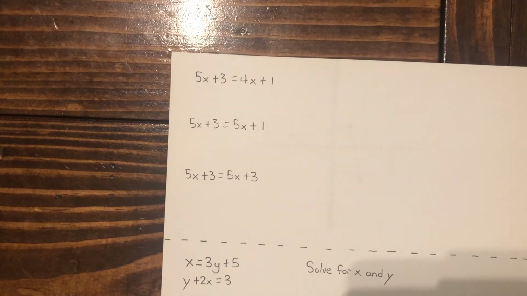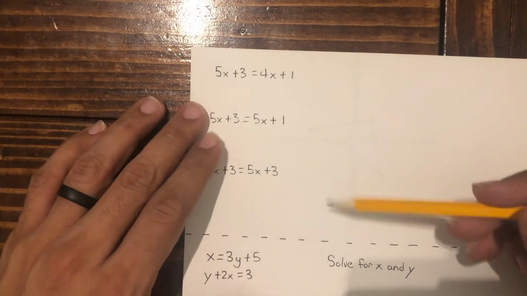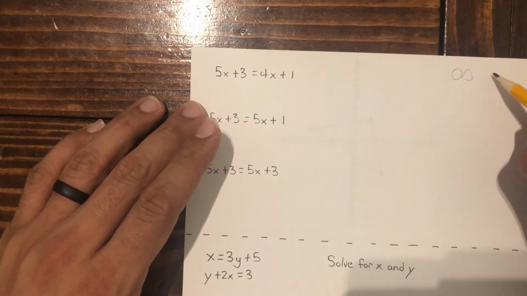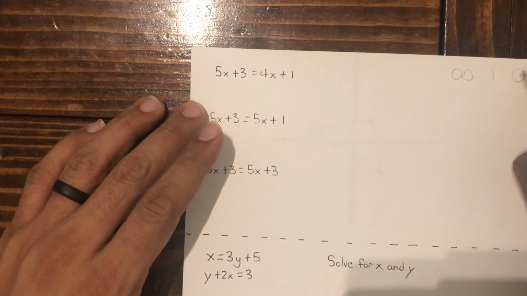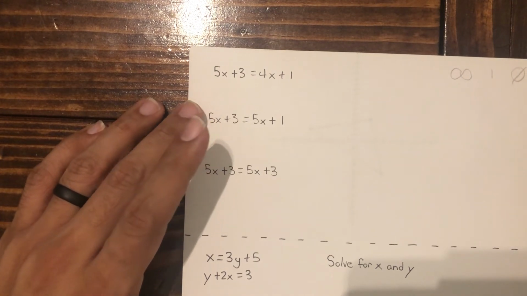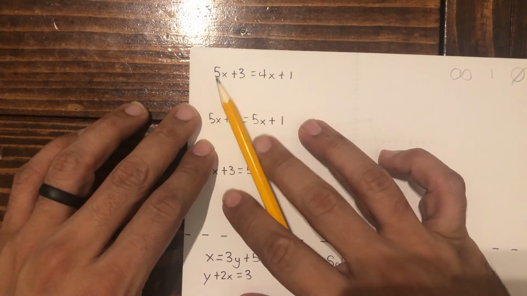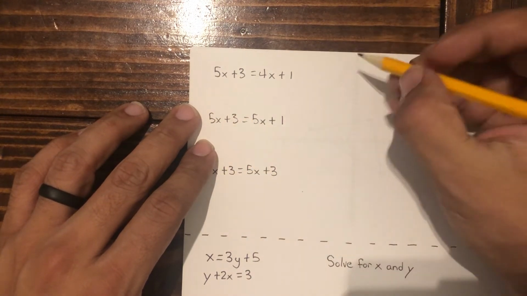Here we go. So here's what's going on here. This is the scenario where it's infinite solutions, one solution, or no solution. So memorize the situation here. If the slope is different, okay, if the slope is different, then there is one solution.